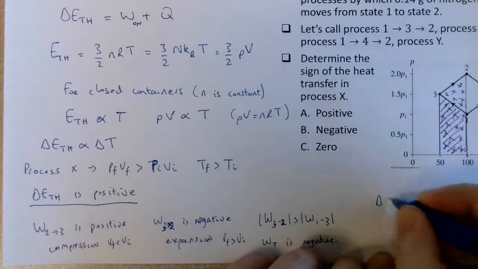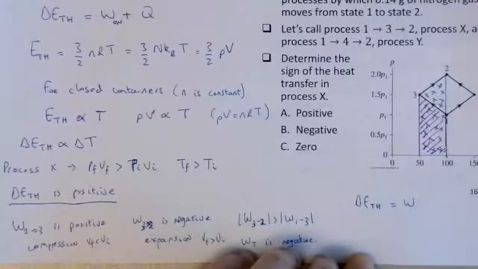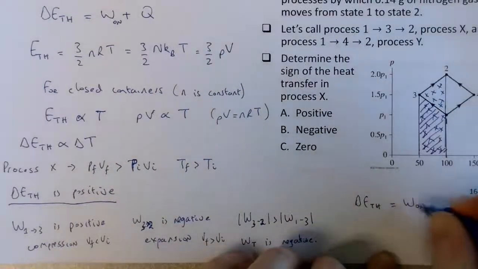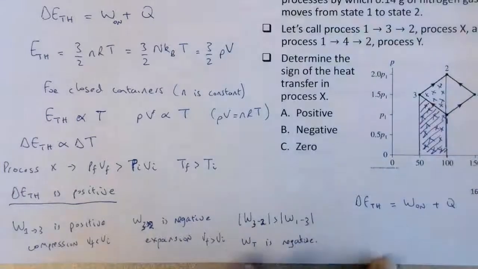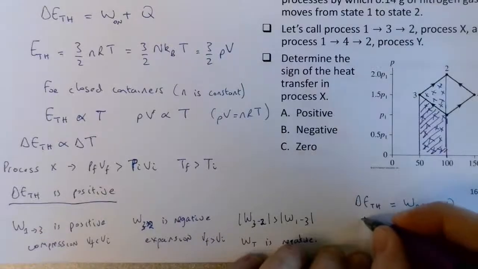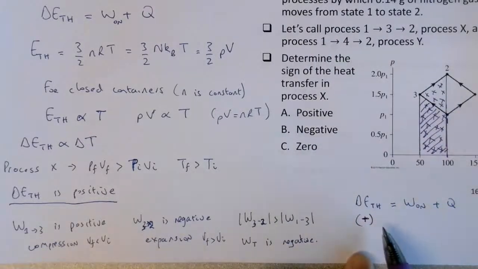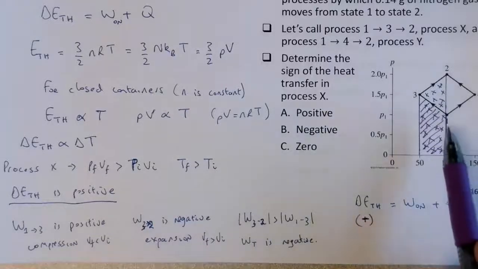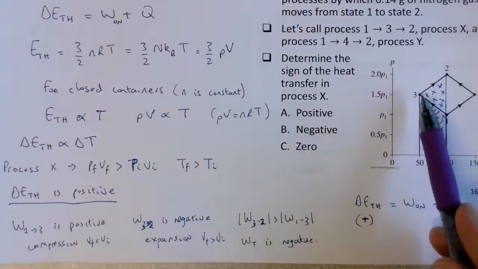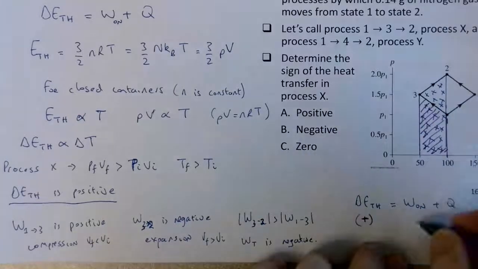So if we think about the first law of thermodynamics, we know that the change in thermal energy is positive. We have increased the energy of the gas by increasing its temperature. Overall, the net work done is negative: there's more negative work done in 3 to 2 than there is positive work done from 1 to 3. So overall, this work is negative.